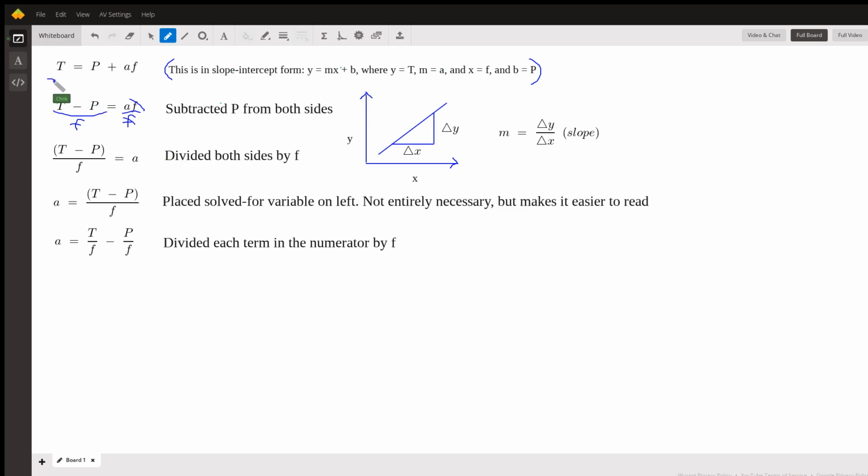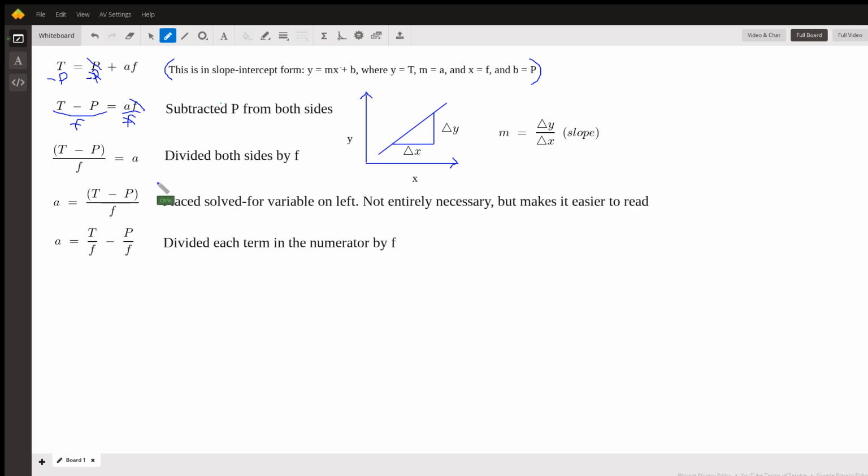Now up here, forgive me, I should have written this in the first place. T minus P equals P minus P plus AF. These terms cancel out. So that again, we have T minus P on the left and AF on the right. Let's go back down here where we left off before. We left off with T minus P divided by F equals A.